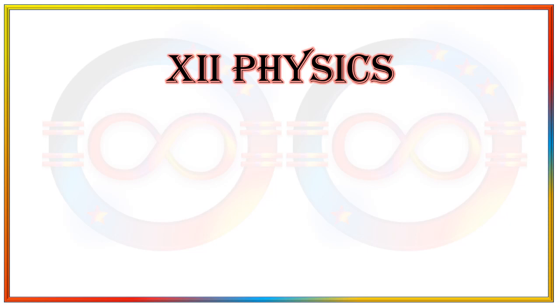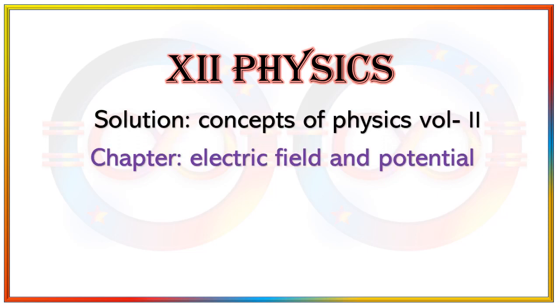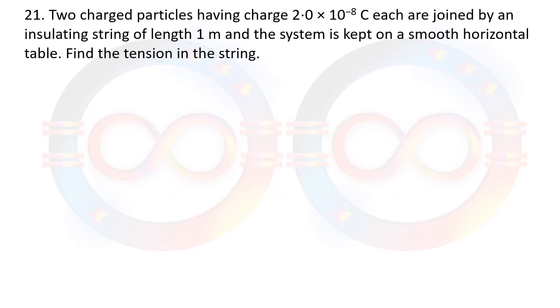In this video, we will learn to solve 10 questions. The book is Concepts of Physics, Volume 2. The chapter is Electric Field and Potential, and the writer is Shree H C Verma. Questions 1 to 10 and 11 to 20 we have already seen in the previous two videos. The same you can find in the description below.